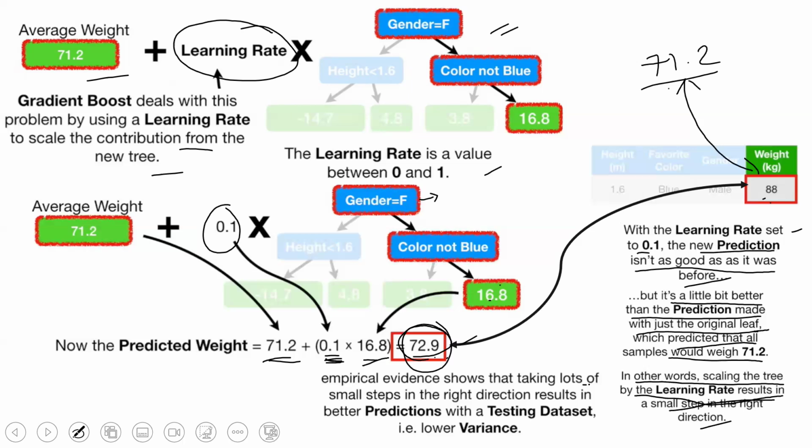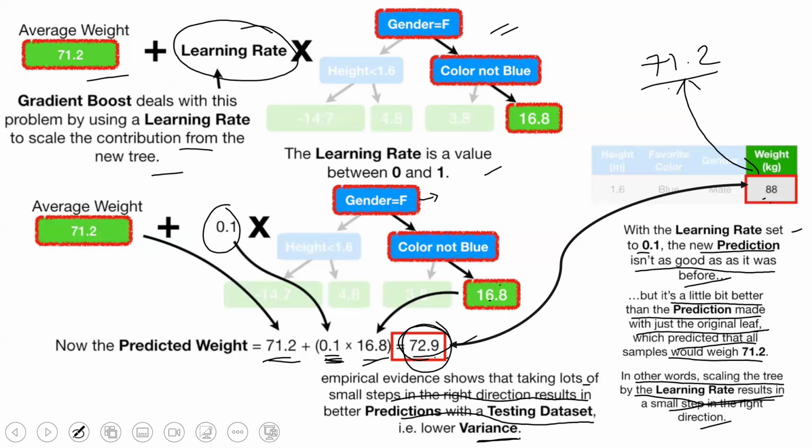Empirical evidence shows that taking a lot of small steps in the right direction results in better predictions with the testing data, that is, lower variance. So moving in a lot of smaller steps towards the right value is much better than overfitting, right? So this gives lower variance. What does lower variance mean? A higher variance means the model is overfitting, right?